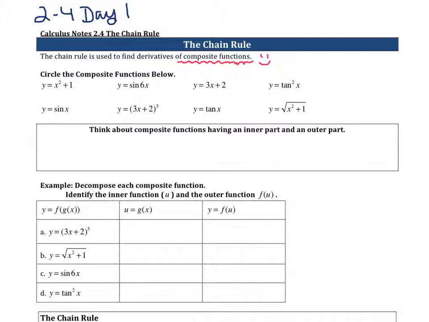Alright, what we're going to do together here is go through this list of functions and circle the ones that are the composite functions. Remember, that means two functions that make up a whole entire function. So circle the composite functions below.